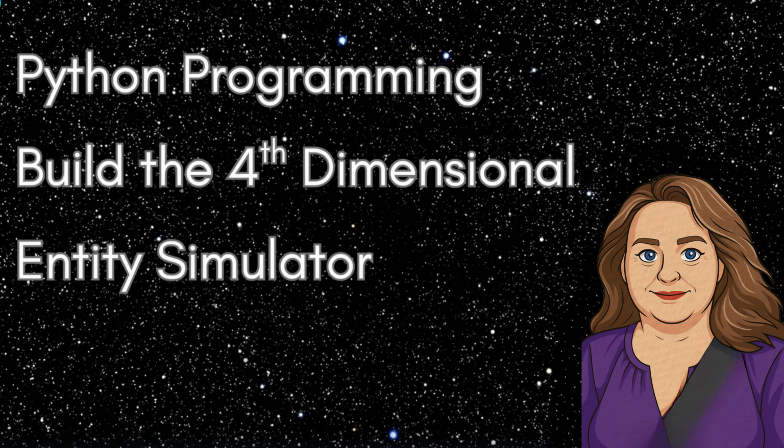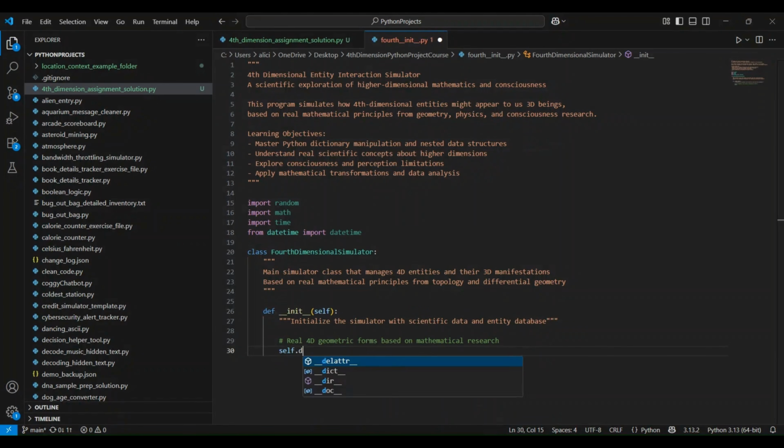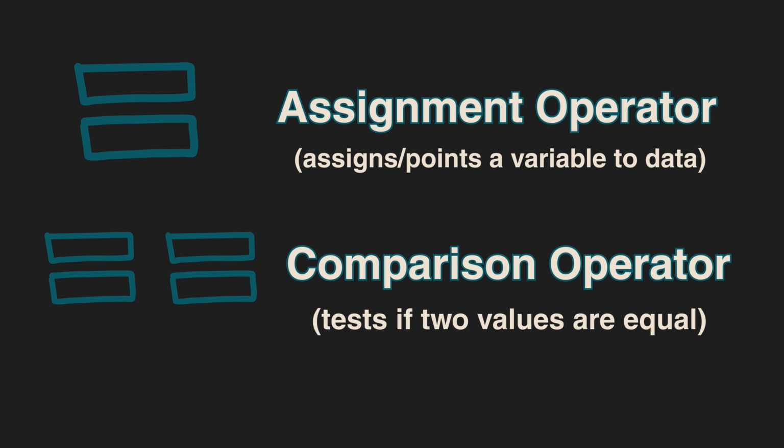Now we're going to create our first object attribute by typing self.dimensional_forms equals sign. And that equals sign is actually an assignment operator. It does not mean equals to. That would take two equal signs.